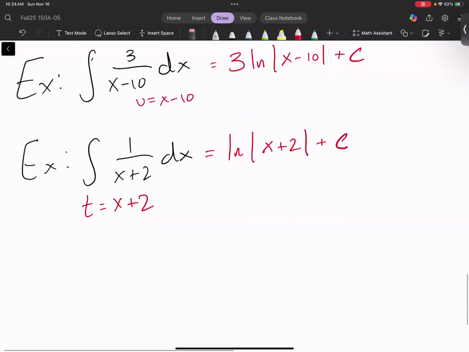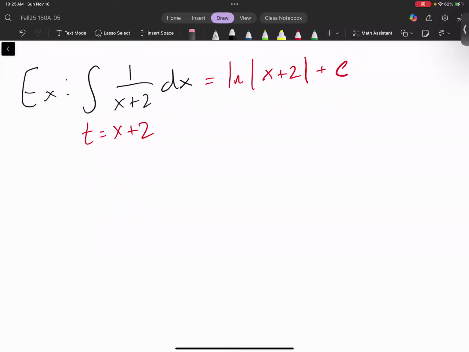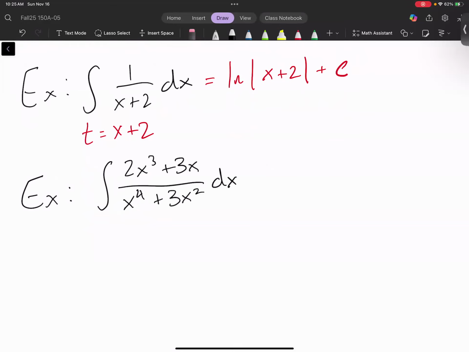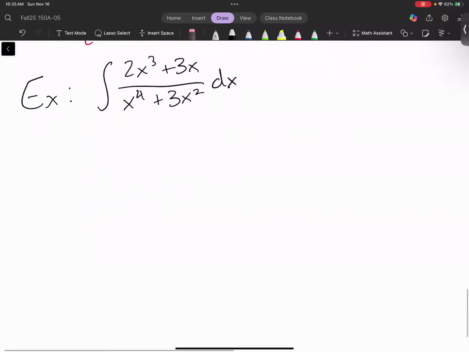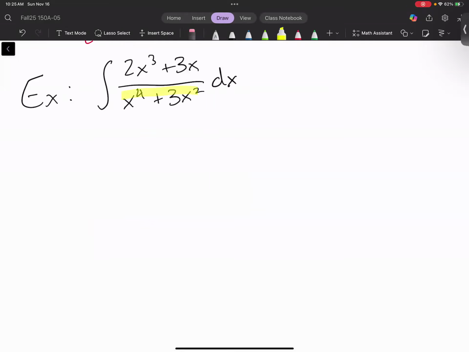Cool. Now, this can be used for more than just linear functions in the denominator. For example, something a little more complicated, something like this: 2x cubed plus 3x over x to the 4, excuse me, 4x, and 3x squared dx. Wow. Okay. Well, trust your strategies, right? The denominator is an inside function. It's one of those things that can pop up.